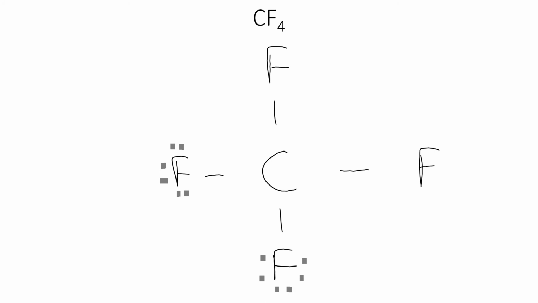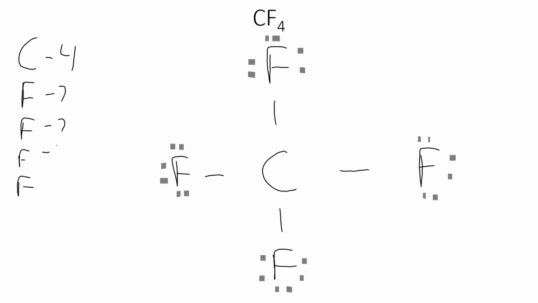I'll re-put in those lone pairs that we have. And we did this example earlier in the presentation. So we're going to use this as a way of thinking about formal charge. I'll just re-sketch out our valence electrons on the side. Carbon had 4, fluorine had 7.